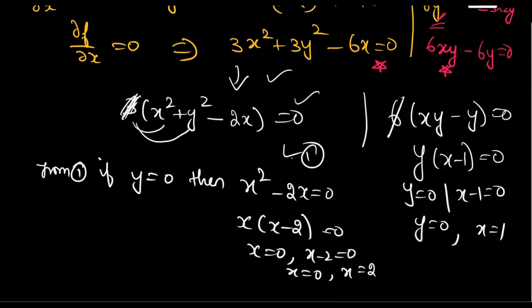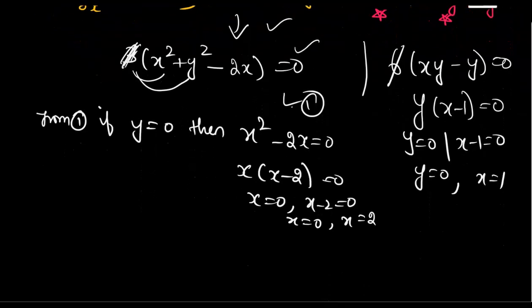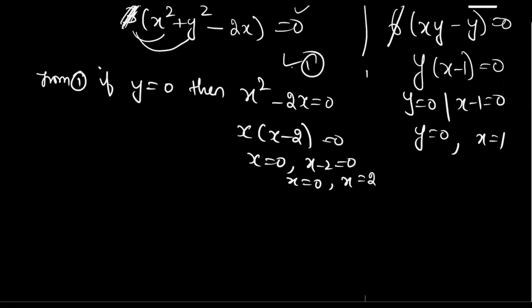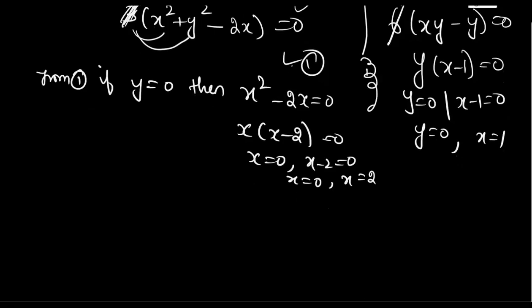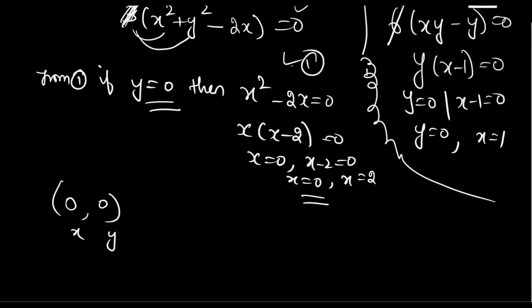Now if I substitute y is equal to 0, I am getting two combinations. What are those combinations? X is 0, y is 0, because this is x, this is y, and then x is 2 and y is 0. So we have got so far 2 points, from substituting y is equal to 0 in the given equation.